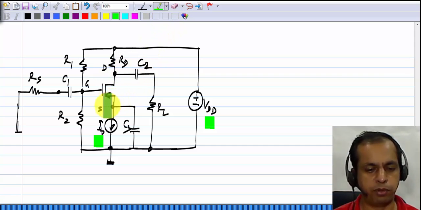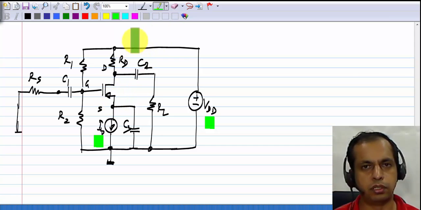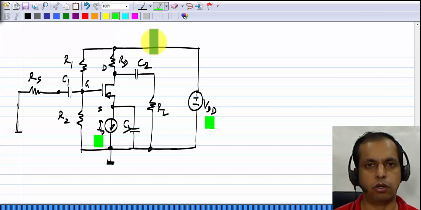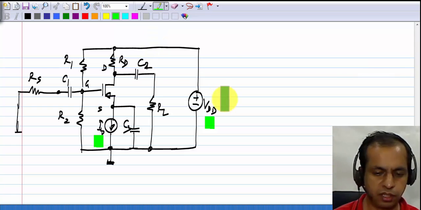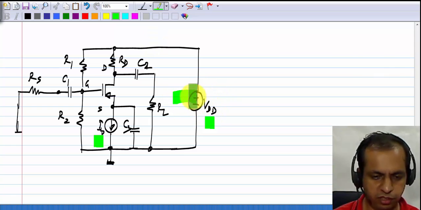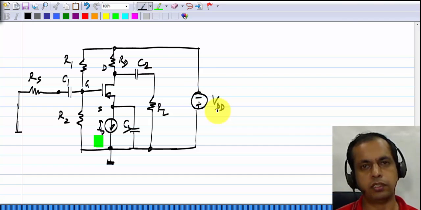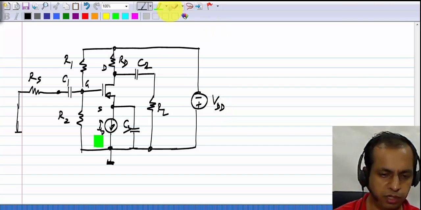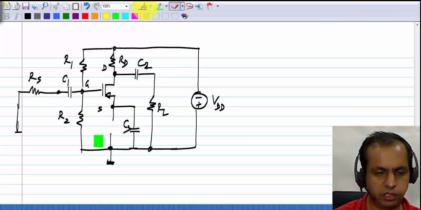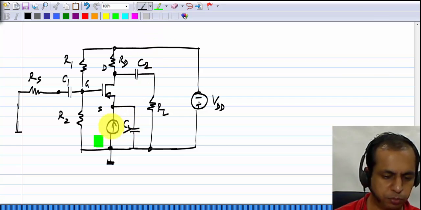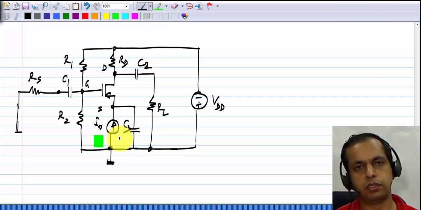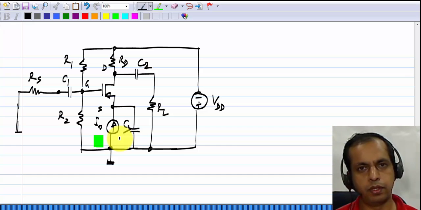In my earlier examples, I drew the source of the PMOS on top and drain at the bottom. This is the opposite. Because the polarities are opposite in the operating point picture, I replace this with minus VDD, or I can say that this is VDD. And similarly, this current source becomes minus I0, or it just points upwards. So this is the operating point picture.